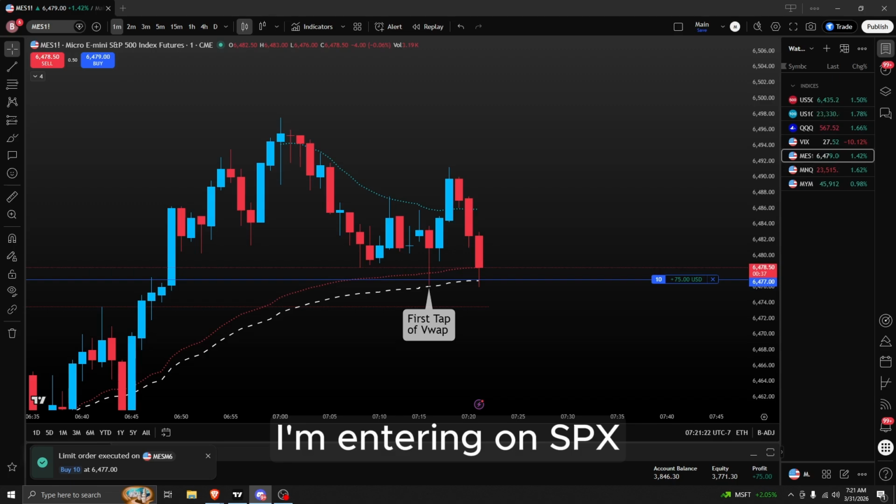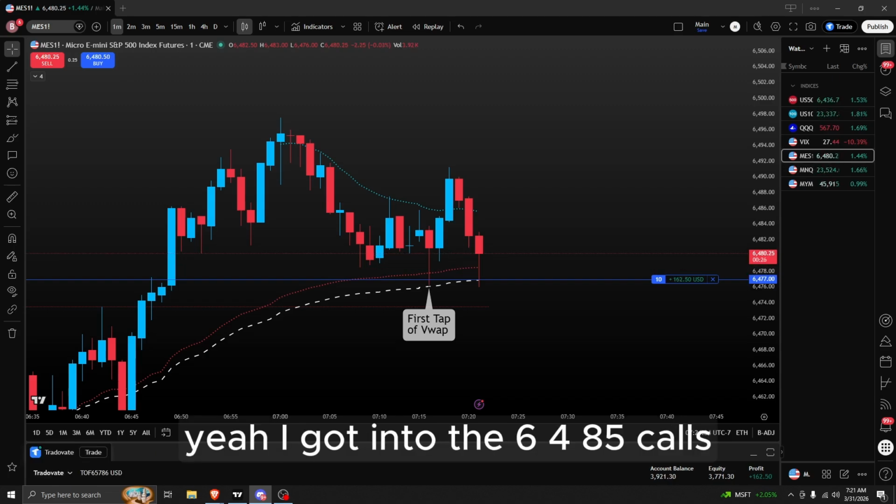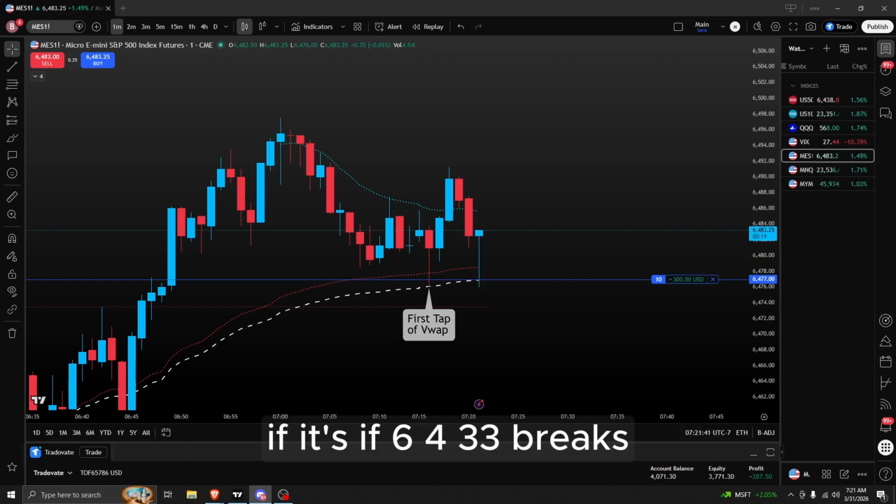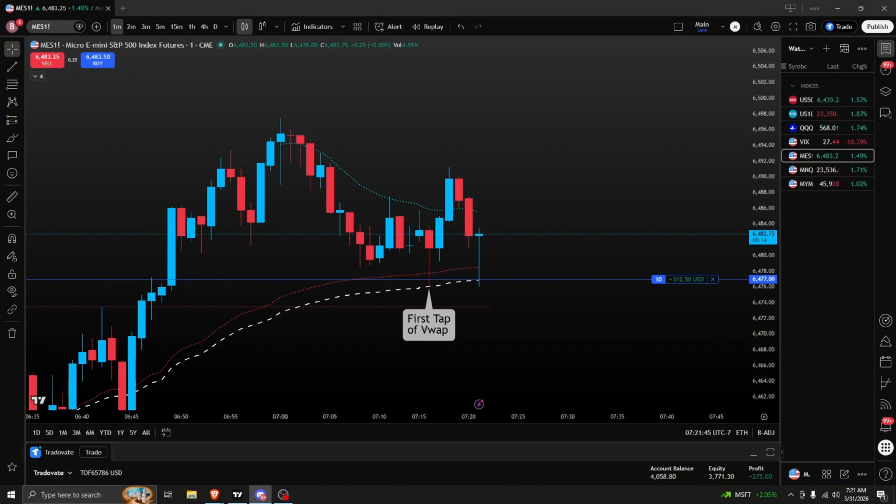I'm entering on SPX. Yeah, I got into the 6485 calls. Sorry, I didn't mean to cut you off. If 6433 breaks, then I will be stopping out of these calls.